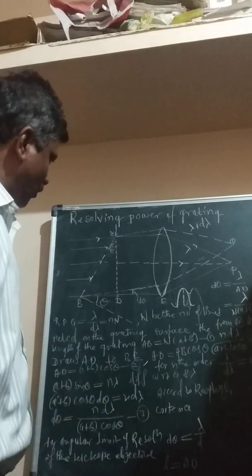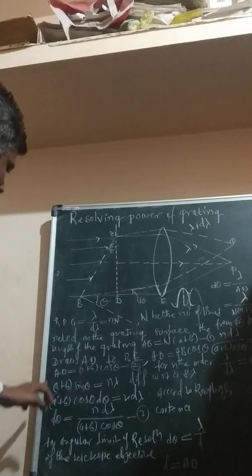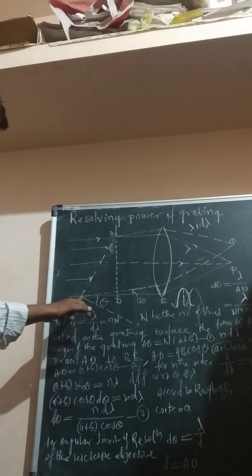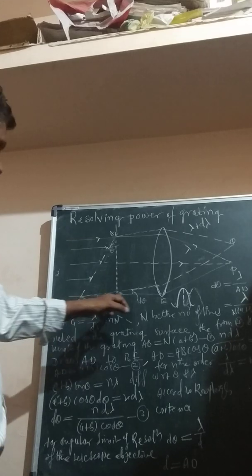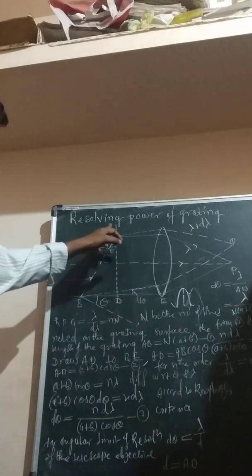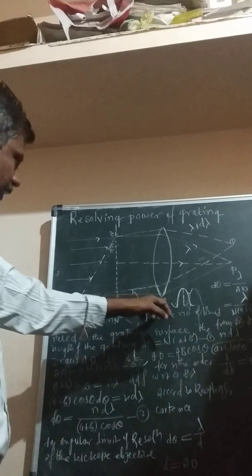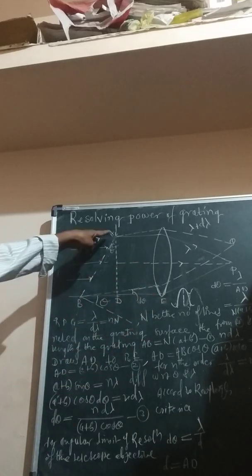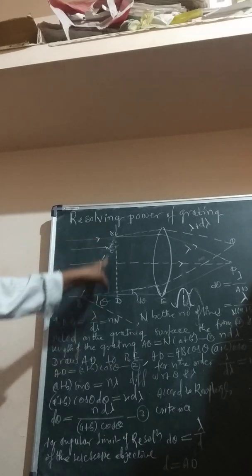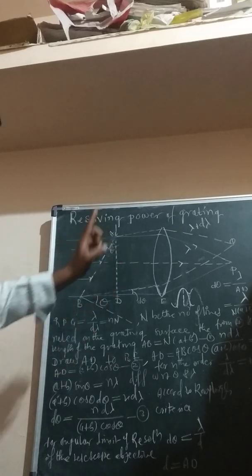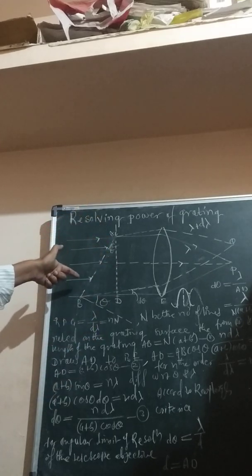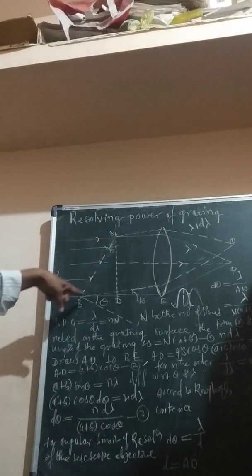For that, draw a perpendicular line AD to the wavefront BE. Then you get a right-angled triangle, ABD or ADB. In this triangle, cos theta is equal to base divided by hypotenuse, so that is AD.